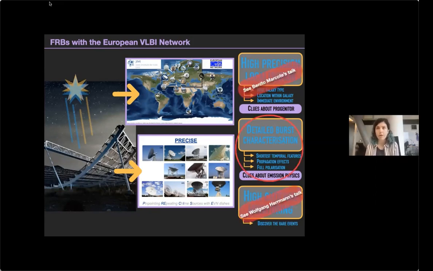For this talk, I'll focus on how we use the baseband data to study the bursts in high detail, and I'll refer you to Benito and Wolfgang's talks, who will present the localization of FRBs with the EVN and high cadence monitoring of interesting targets, respectively.